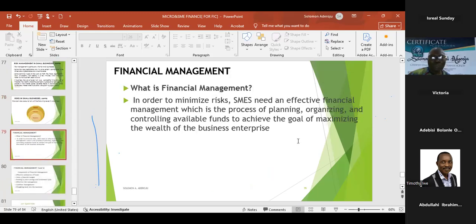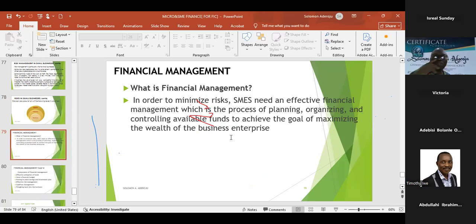So what is financial management, ladies and gentlemen? We are going to go to the end of the course. In order to minimize risk, SMEs need effective financial management, which is the process of planning, organizing, and controlling available funds to achieve the goal of maximizing the wealth of the business.